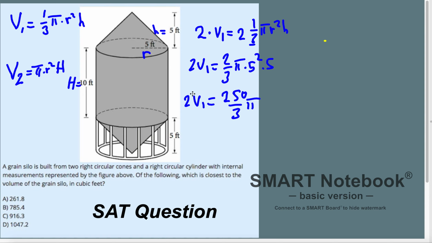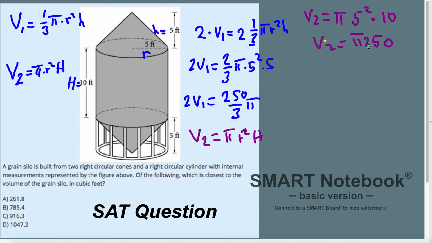Now we need to find it for the cylinder. Let me write in a bit different color. For the cylinder V2, we have pi r squared times H. Let me rewrite the formula one more time. For V2 we have pi, r squared is 5 squared, and the height is 10. So V2 is pi, r squared is 25, times 10 is 250. So 250 pi.